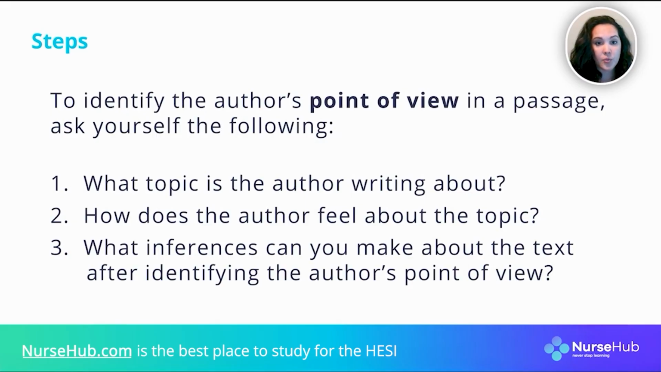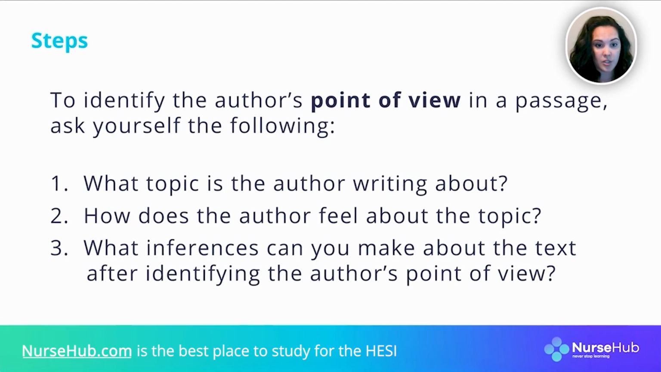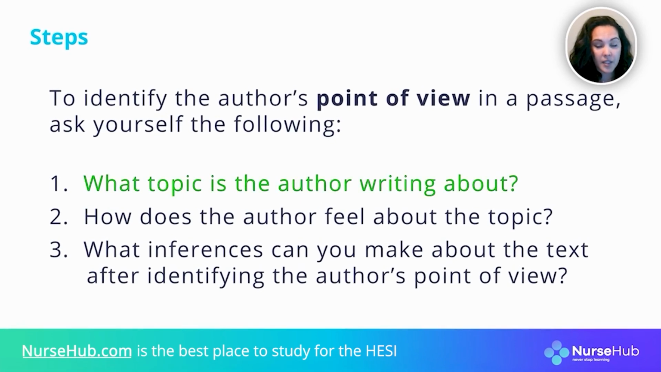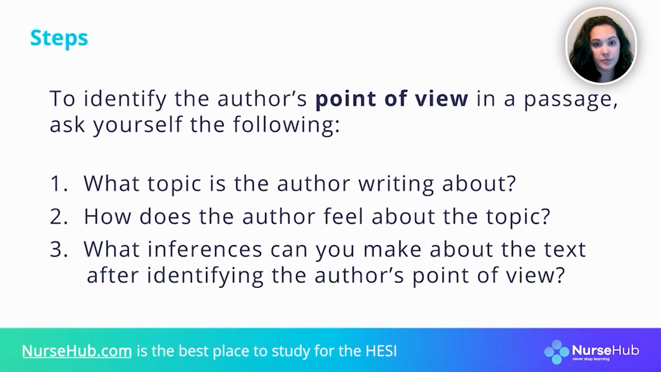So here I've highlighted 3 key steps that you can use when trying to identify author's point of view. You can ask yourself the following questions. What is the topic that the author is writing about? And if you need more practice with topic, go ahead and flip back to that main idea lesson. I cover it at length. The second question you can ask yourself is, how does the author feel about the topic? And the third question is, what inferences can you make about that text after identifying the author's point of view?